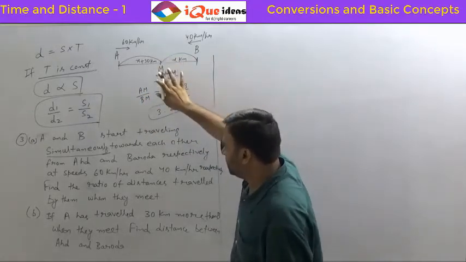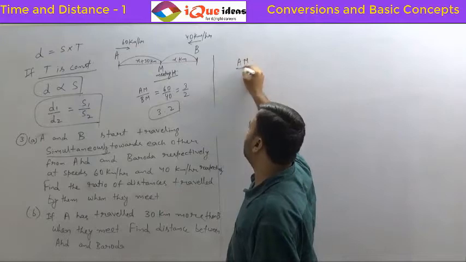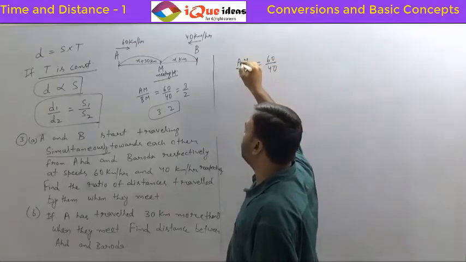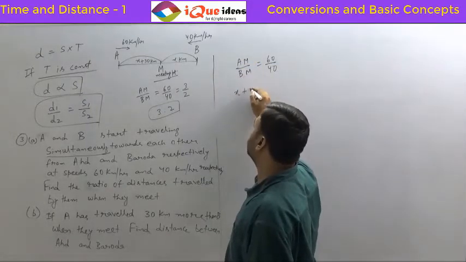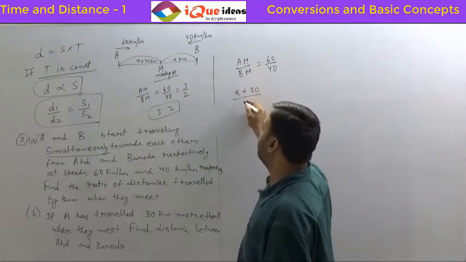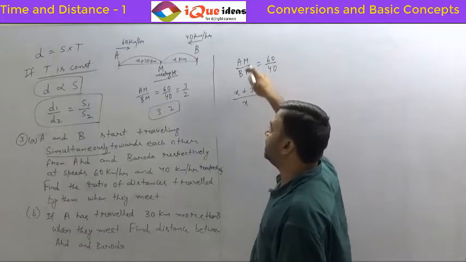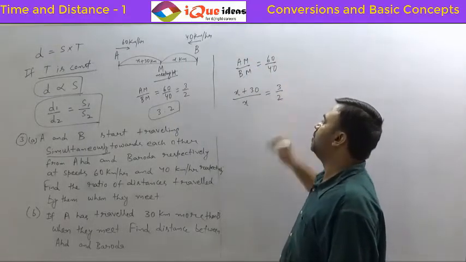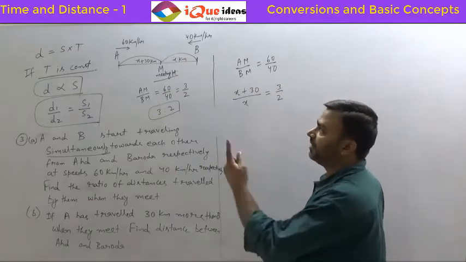So even if this wasn't there, we could have simply started as AM upon BM is equal to 60 by 40. In place of AM we can put X plus 30, in place of BM we can put X. That is, the distances traveled ratio should be equal to 60 by 40, which is 3 by 2. So from here we can find X, and then finally we can find the distance.